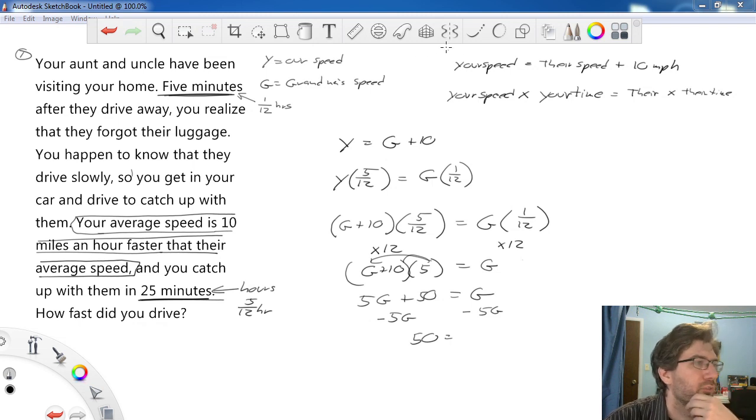It's because their time isn't 5 minutes. Where is that coming from? You might have to do a rate problem here. But I gave you a really tough one to start with.